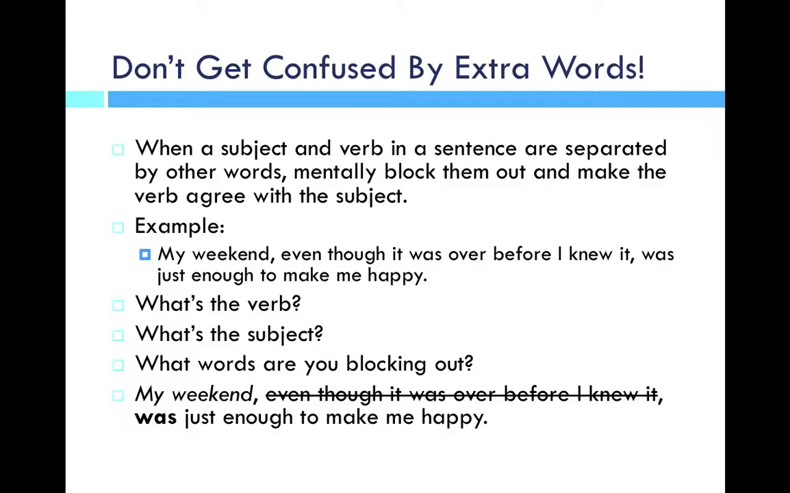So in the sentence, my weekend, even though it was over before I knew it, was just enough to make me happy. Well, my weekend is the subject, because it's performing the verb, and was is the verb. So we're going to just block out that entire non-essential phrase in the middle, even though it was over before I knew it. When we do that, the sentence reads, my weekend was just enough to make me happy. It's a lot easier to figure out what the right verb is if all those other words aren't getting in our way.